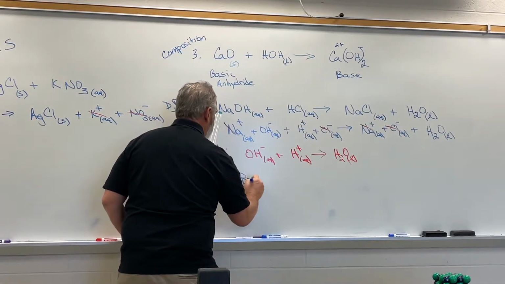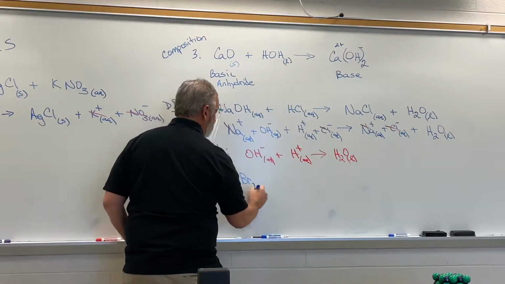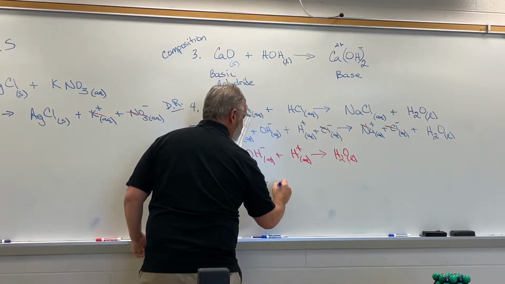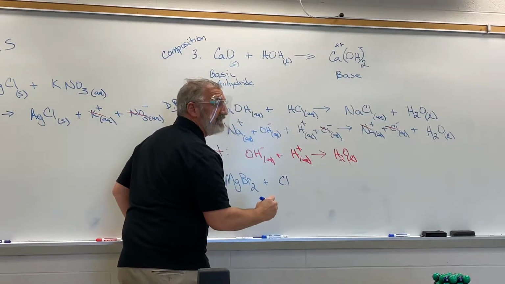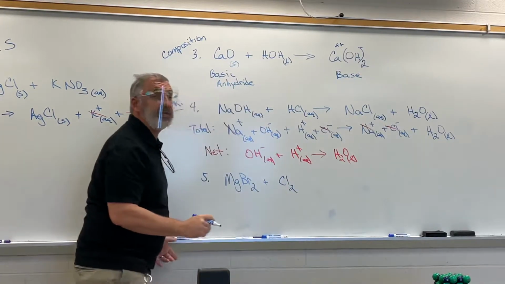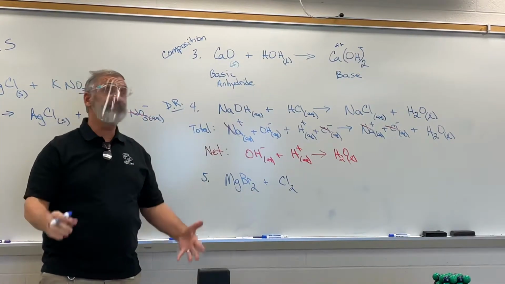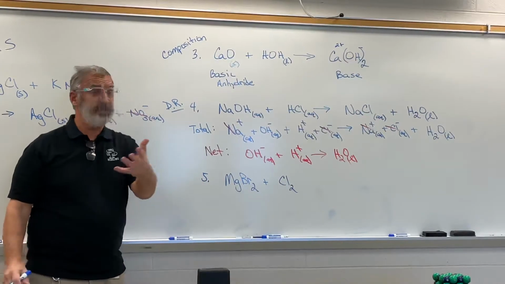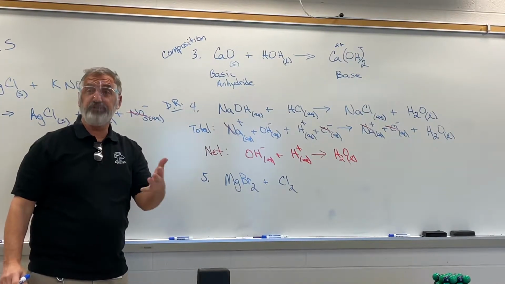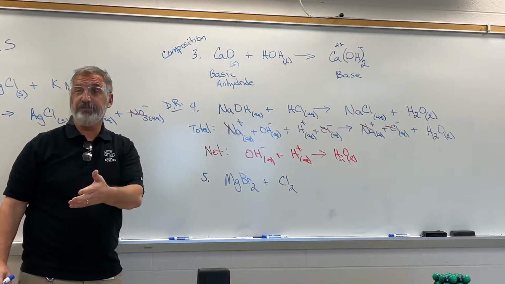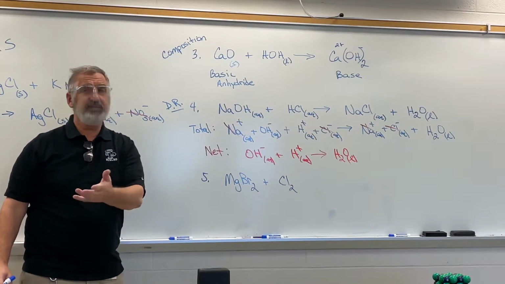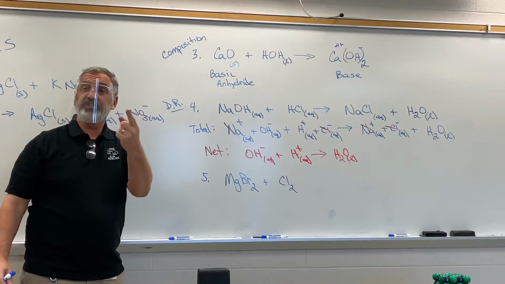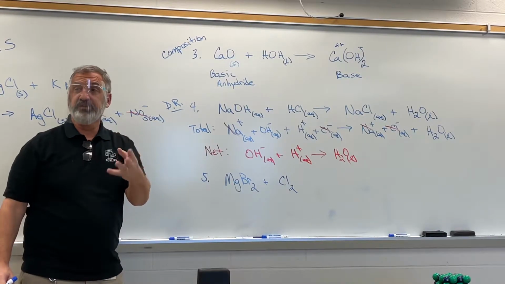Magnesium bromide, plus 2 and minus 1, plus chlorine. But what? Cl2, because it's one of our 7 diatomic elements. You just have to know those 7. The gens and enes: chlorine, fluorine, bromine, iodine. I know it's iodine, but make it fit the trend. Oxygen, nitrogen, hydrogen. Those 7.